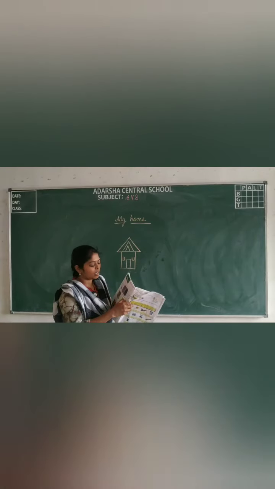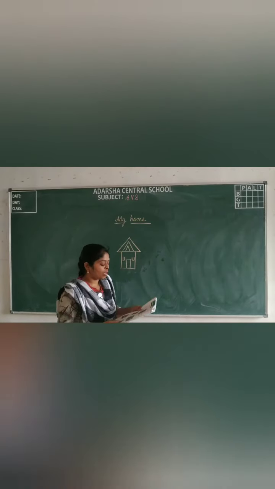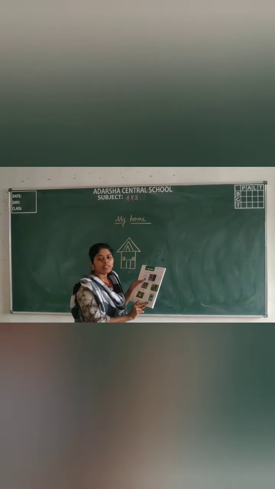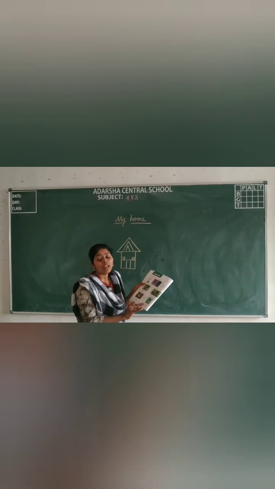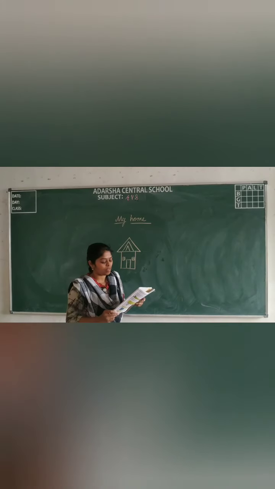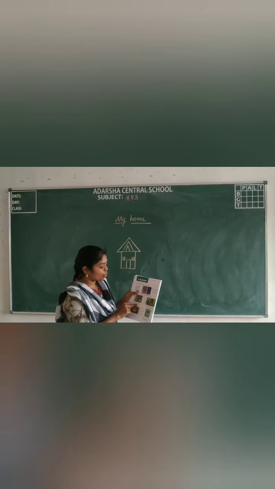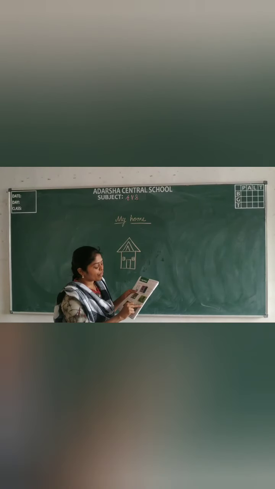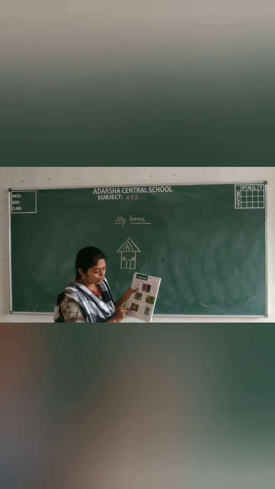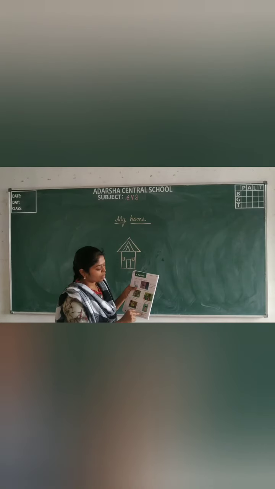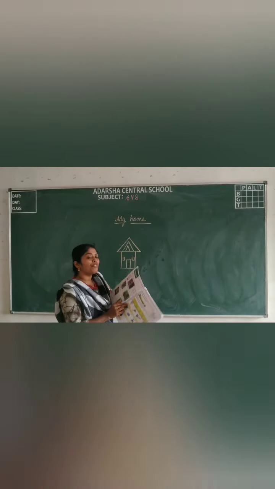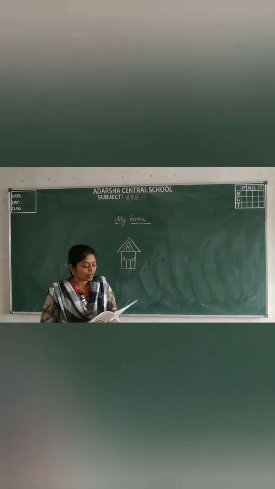So this is a kitchen, this is a drawing room, this is a bedroom and this is a bathroom. Somebody's home has a puja room, study room, dining room and toilet also. We cook food in the kitchen and welcome guests in the drawing room. We take a rest and sleep in a bedroom. We wash our face and bathe our body in a bathroom. So these are the different rooms of our home.